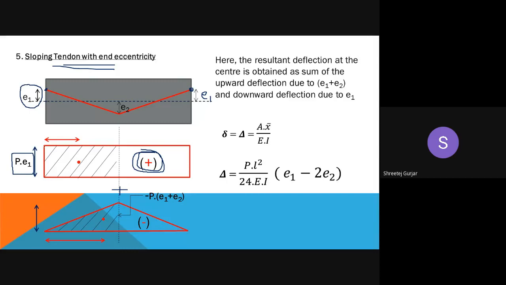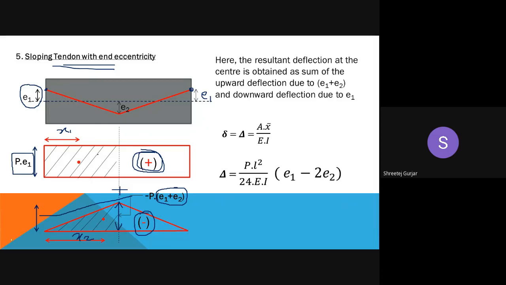Okay, it will be acting throughout the same. P into E1, it will be the same. So this is the area which we are concerned with, half of this area. So this is x1, right? This is x1, and this P into E1 I have told. Next, because of the total eccentricity E1 plus E2, it will cause hogging, minus. And this height is what? P into E1 plus E2. So this is X2, the centroidal distance, which I have mentioned over here. Minus P into E1 plus E2.